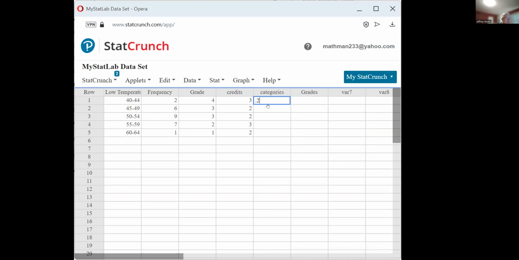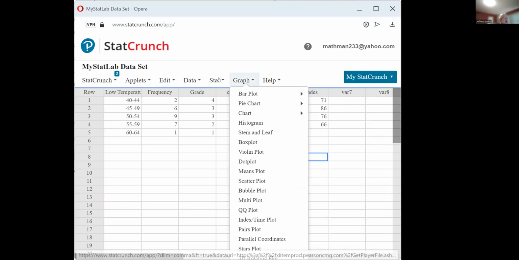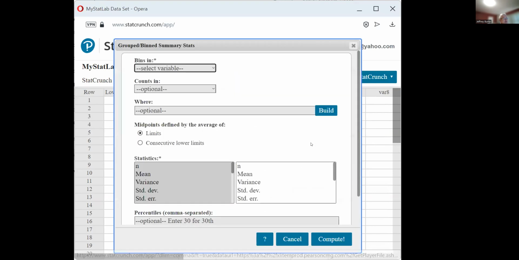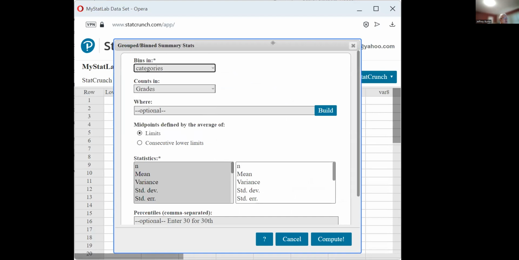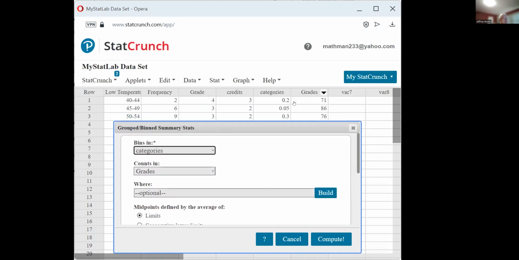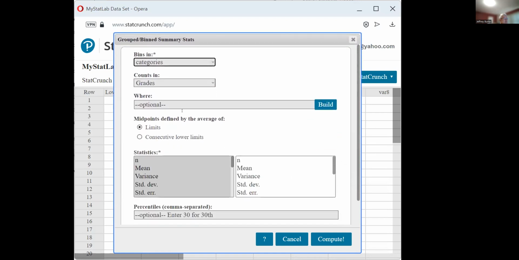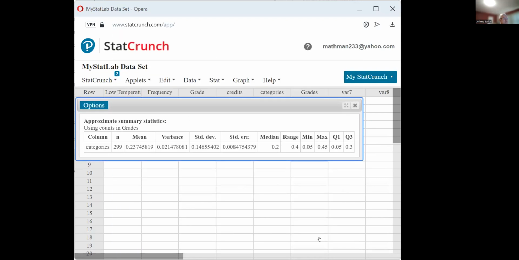So this will be 0.2, 0.05, 0.3, 0.45. And then each of these, let's say 71, 86, 76, 66. And again, for this question, I'm going to go to Stat, Summary Stats, Group/Bin Data. I want to make sure categories and grades, so I make sure I get those correct two columns right here. And I should just be able to hit compute.